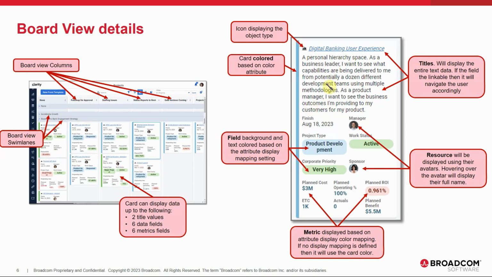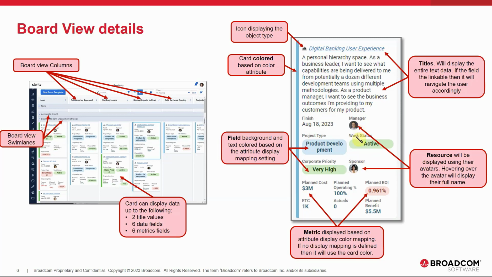Let's look at a little bit more detail for the card layout itself. The card will now have an icon displaying the object type. If a title is the name of that specific object instance, then that will be a hyperlink which clicking on will take the user to the specific object instance itself. If a title has a text added to it, then we will display the entire text in that card itself. The color for the card will be based on the color attribute as defined in the view options. The fields that will be displayed will have the background and text color based on the attribute display mapping.